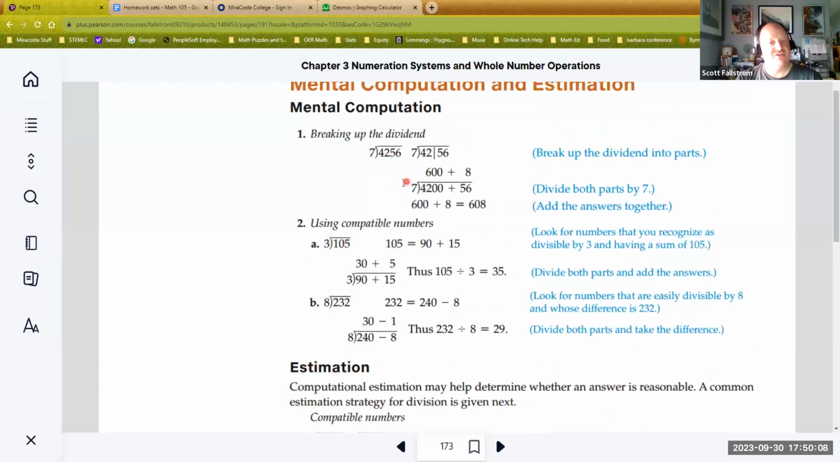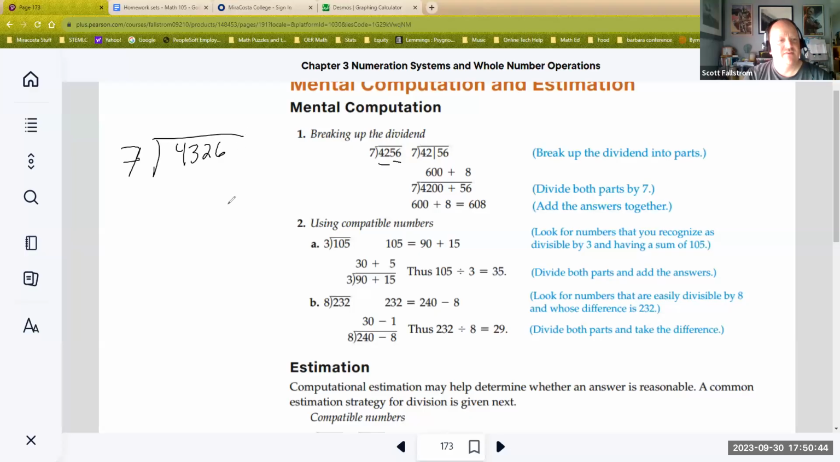So mental computation is to get the exact answer. Sometimes for the exact answer you break up the dividend, you split it into pieces that work. I do this frequently. This one is pretty obvious because 7 goes into 42 and 7 goes into 56. Let me see here. What would be another problem that would be a little bit more challenging to tell whether 7 goes into it? Let's see here. What if it was 4326? Okay, so does 7 divide this number?